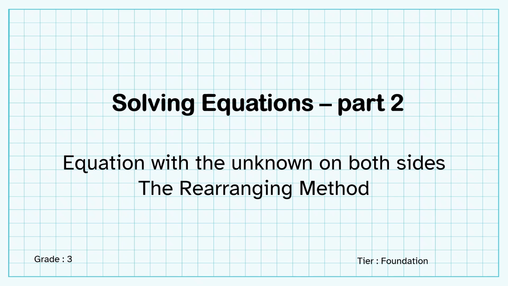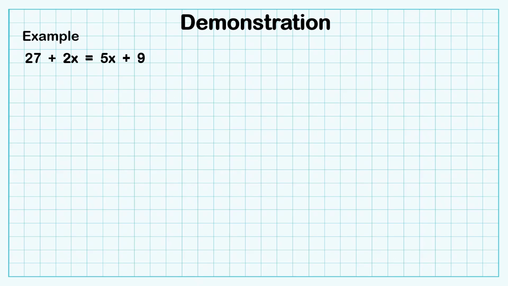Hello everyone. Today we are solving equations and this is part 2. Equation with the unknown on both sides, the rearranging method. Let's start with the first example.